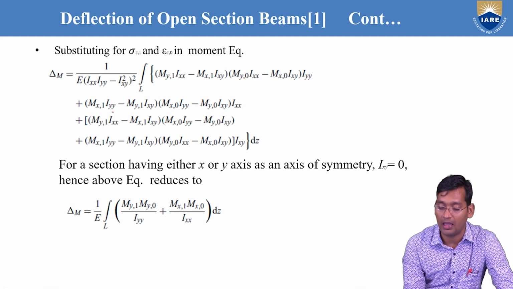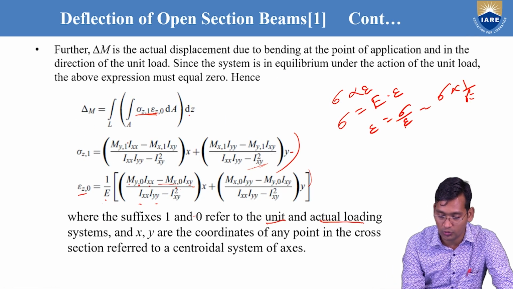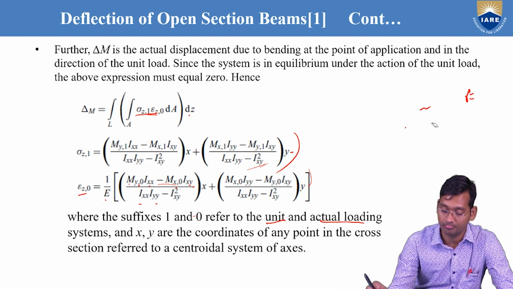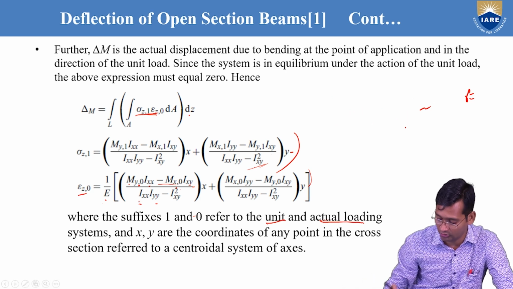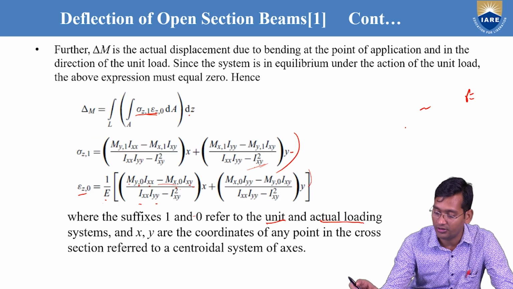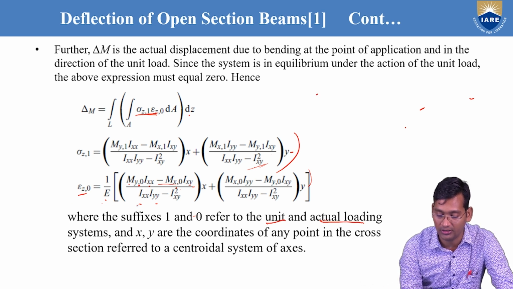Then Mx1 Iyy minus My1 Ixx into, see here, after multiplying, what happened? Two terms here and two terms here, so every term will get multiplied with each term. The numerator part we have already taken common. One minute. So just write here, see what we will get: delta m, 1 by E whole square, which I am not writing.